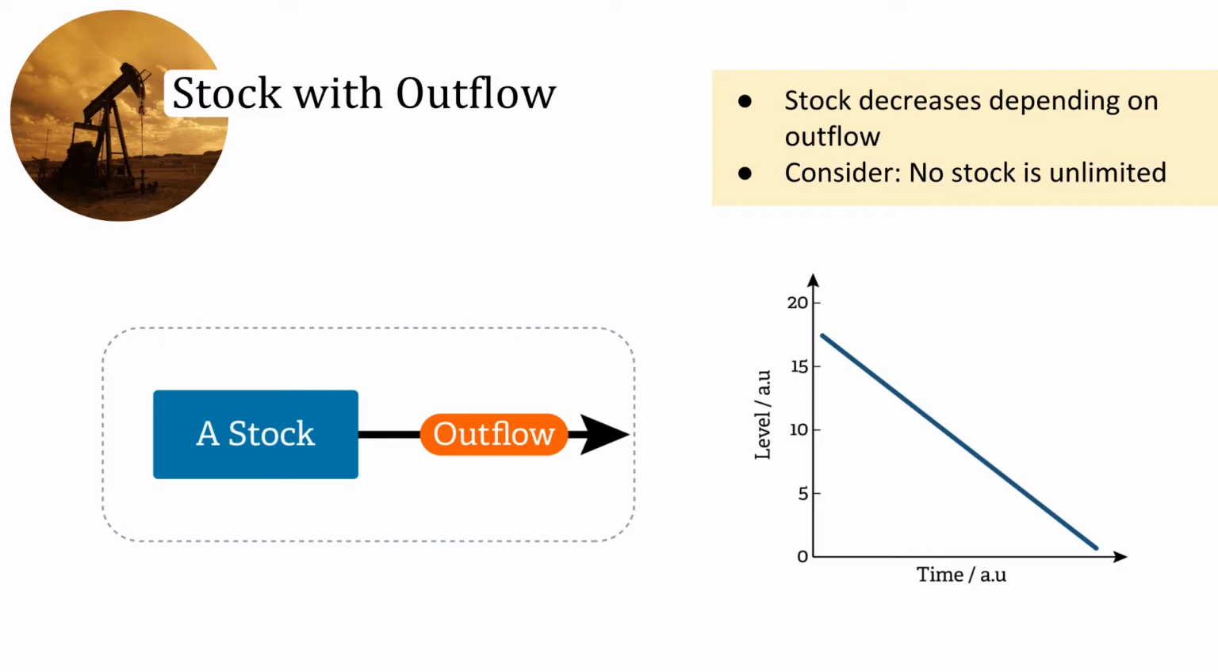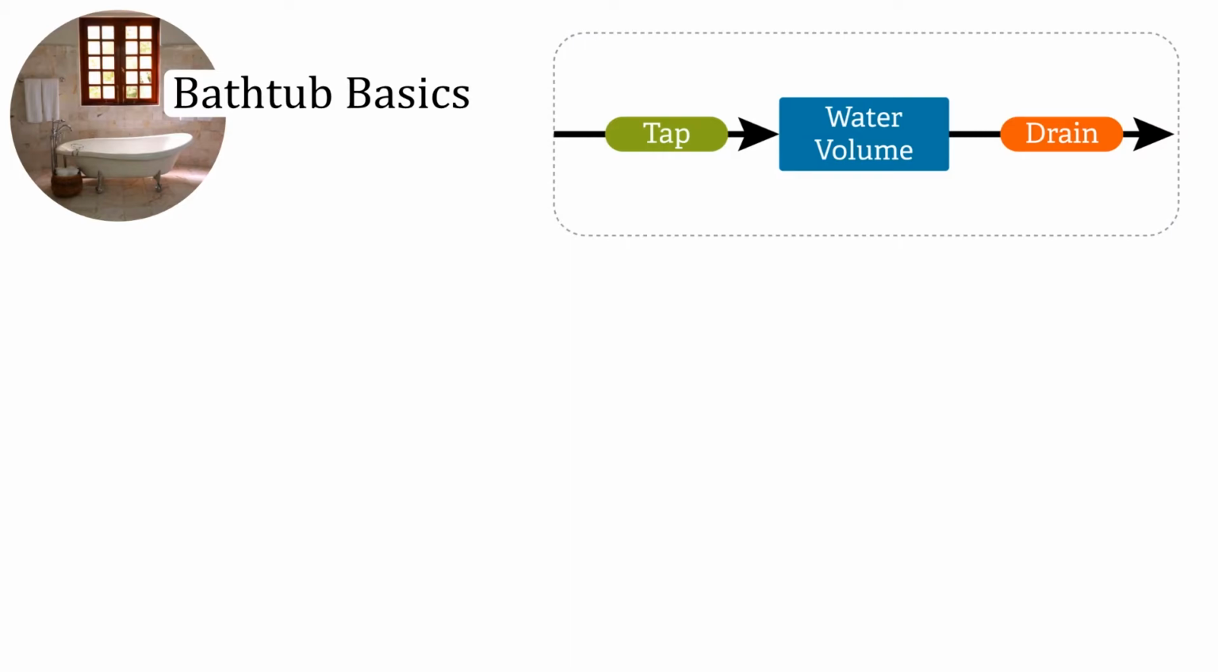In the real world, we have to consider that no stock is unlimited. So once the level of our mineral deposit hits zero, our mining operation will be over. So the three previous models we looked at were all pretty trivial in terms of behavior. And so what follows is going to be the first one that really shows interesting behavior, which is that of a bathtub. We can model a bathtub by thinking of the tub as being a stock of water with an inflow from the tap and an outflow from the drain.